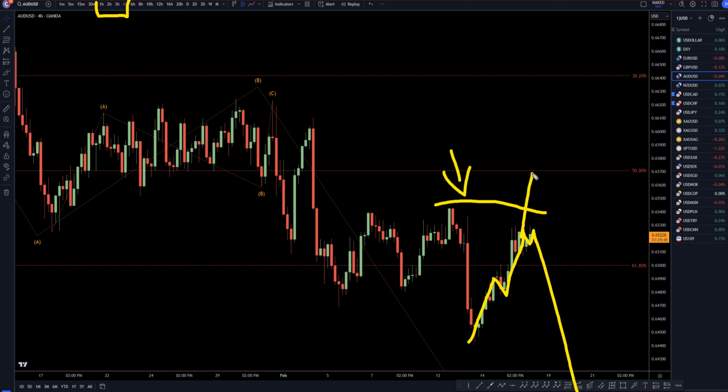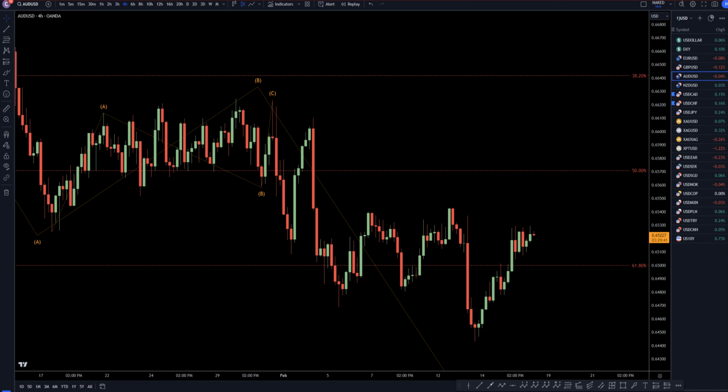said on the daily time frame, if I get this major break of structure to the upside, then that's going to turn me into a buyer for the coming weeks and potentially even coming months.